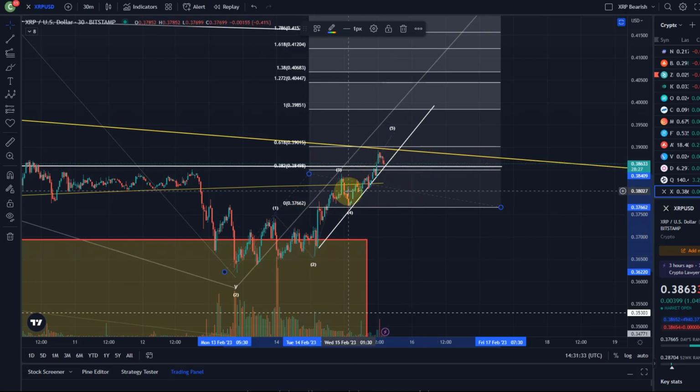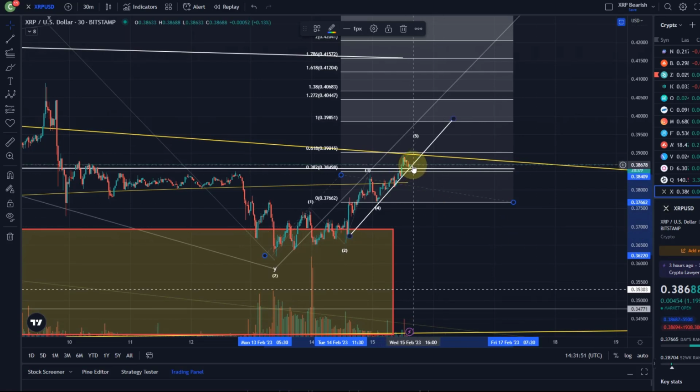We've got sort of five waves up ready, complete. Yeah, they can always extend. And if we get an extended fifth, another possible target might be the 1-to-1 ratio here, the 39.8 cent level, or even the 40.4 cent level. But then wave five would really extend a lot.